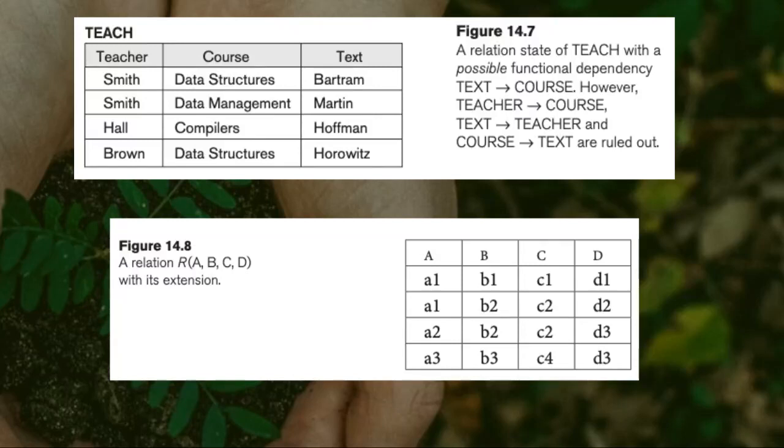Although at first glance we can think that teacher determines course, we cannot confirm it unless we know that it is true for all possible legal states of TEACH. Since we only have a part of an extension here, a single state, we can't conclude for sure that teacher determines the course. Do you get that? So we can't conclude that.